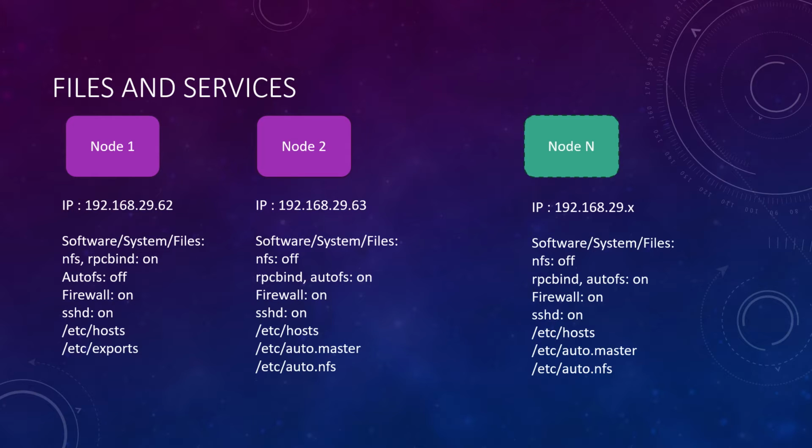On Node 2, with IP address 192.168.29.63, NFS is turned off, and RPCBind and Autofs are enabled. The firewall and SSHD are active as well. Here, we'll work on configuring the /etc/hosts and setting up /etc/auto.master and /etc/auto.nfs. We'll cover important steps like SSH key authentication, software installations, enabling services, and setting up AutoMount for NFS shares. Stay tuned for a detailed walkthrough.